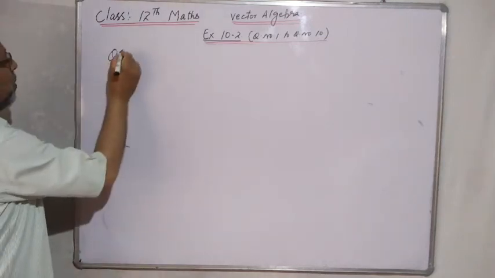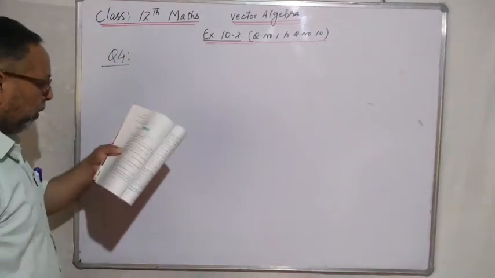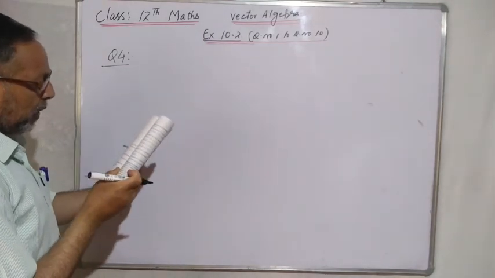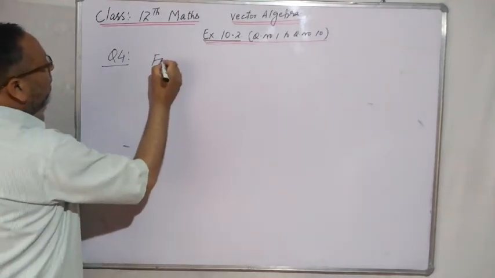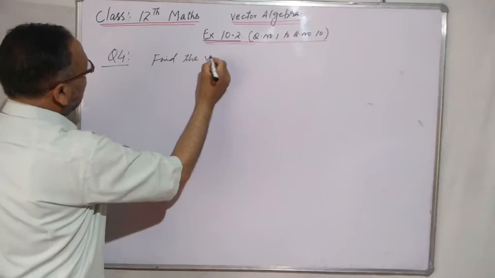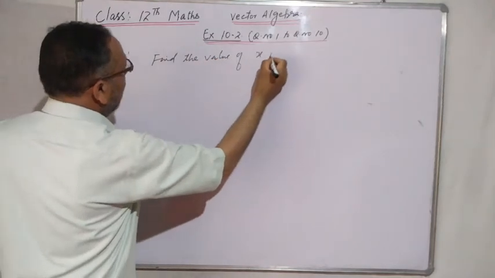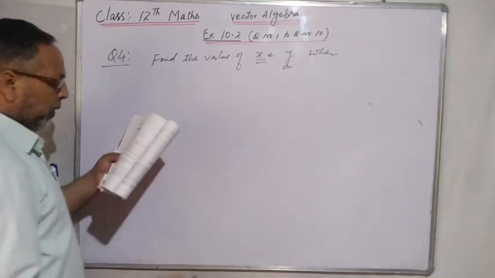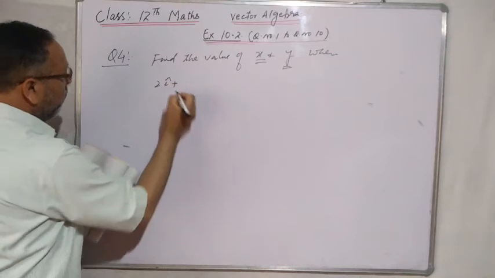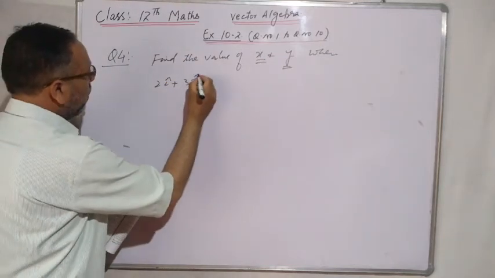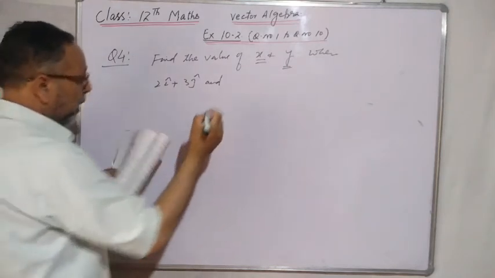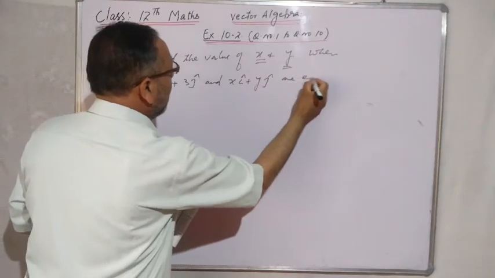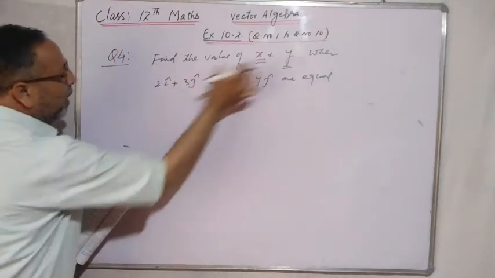Question 4 here is: find the value of x and y so that vectors 2i plus 3j and xi plus yj are equal. x और y के वैल्यू निकालने हैं, when a vector 2i cap plus 3j cap and another vector xi cap plus yj cap are equal. ये दो वेक्टर्स इक्वल हैं, x और y का वैल्यू निकाल दीजिए.